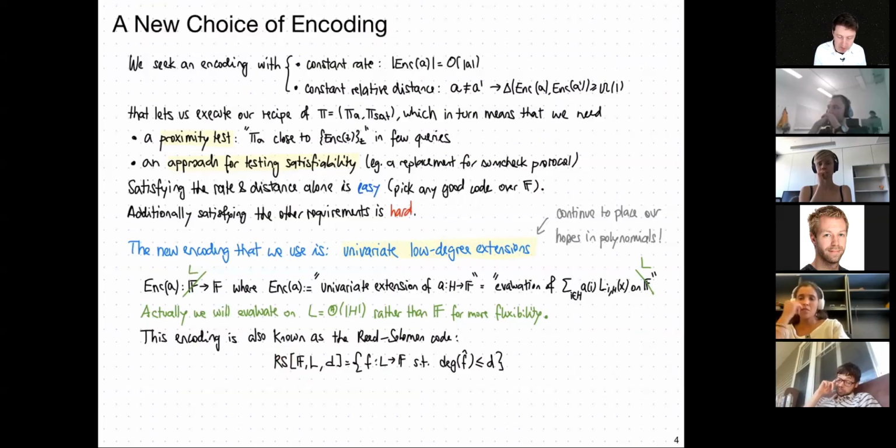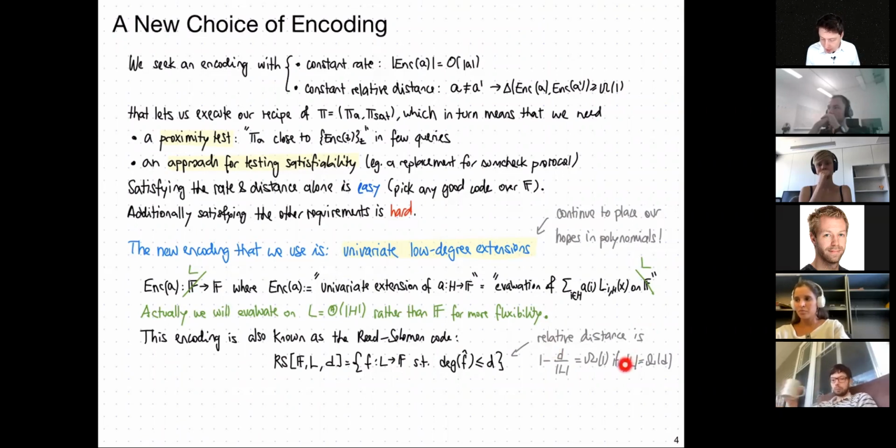We can define this code over a field F, domain L, and degree D, to be all functions defined over L such that when you interpolate them, they have degree at most D. The relative distance of this code is 1 minus D over L, because two polynomials of degree at most D can agree in at most D points. If L is at least some constant times the degree, we can make sure this relative distance is constant. So that is the code we're going to pay attention to.